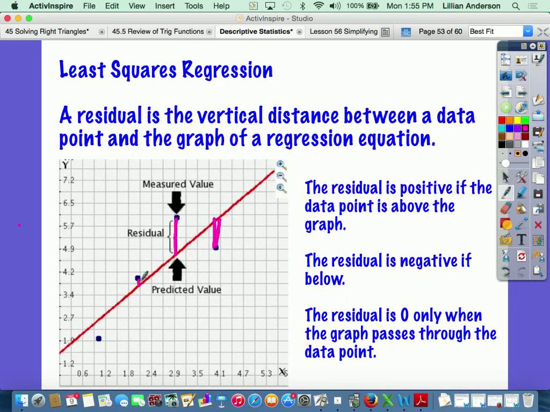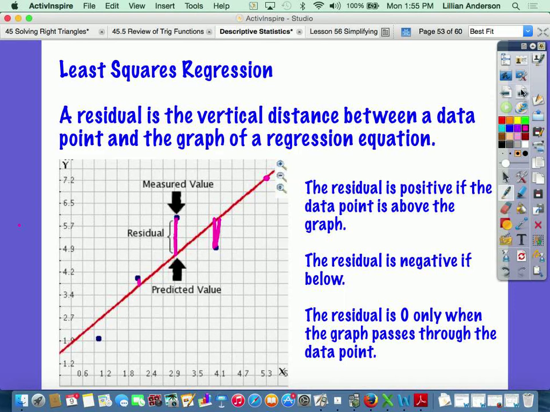If the residual is positive, the point is above the graph, clearly. The residual is negative if it's below. The residual is 0 only when the graph actually passes through the data point. So say there was a point right here, the residual would be 0. Okay, makes sense, yes?